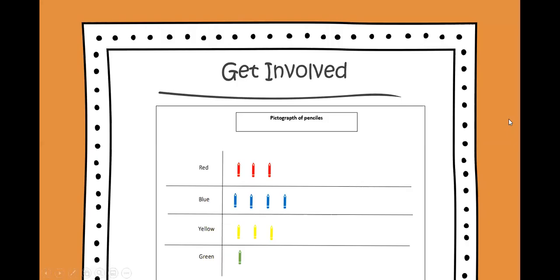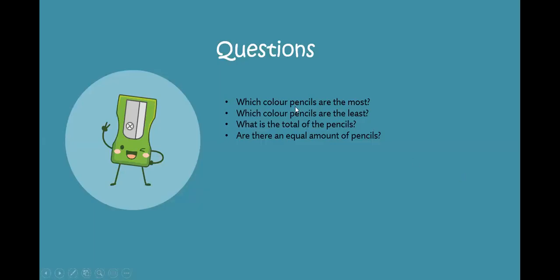Okay, now let's look at this picture graph. It's a picture graph I created. There are red, sorry, there are red, blue, yellow, and green. Okay, so now we're going to ask a few questions. So let's just look at the questions.